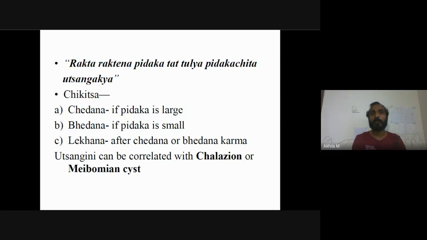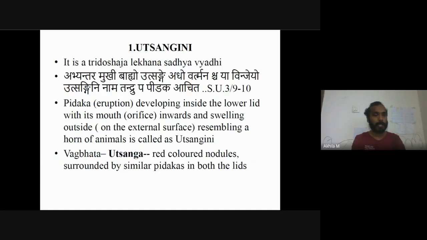Due to the vitiation of Rakta Dosha, Rakta-colored Pidakas arise in the Varma. According to the Acharyas, this is a Chedana Sadhya Vyadhi. Bhedana Karma is also advised if the Pidaka is small. Lekhana Karma is advised after doing Chedana and Bhedana Karma. Utsangini or Utsanga is a Lekhana Sadhya Vyadhi. According to Sushrutacharya, that is Utsangini; according to Vagbhatacharya, that is Utsanga.